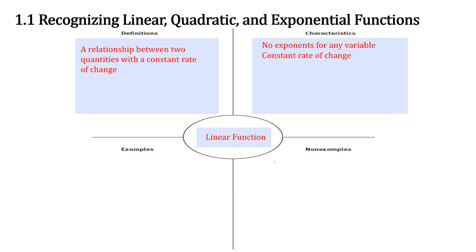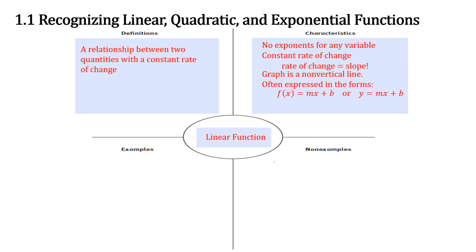Constant rate of change. Well, another way to describe rate of change is the slope. If you can calculate the slope, you've got a linear thing, because a parabola doesn't have a slope. An exponential function doesn't have a slope. The graph is any non-vertical straight line, often expressed in various forms: mx plus b, or y equals mx plus b. f(x) and y mean the same thing. You might have seen it like that.